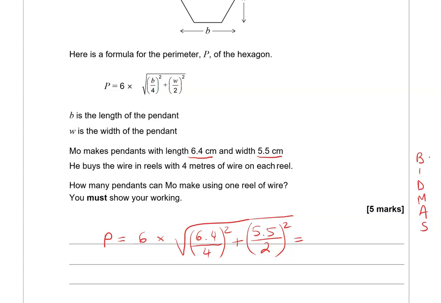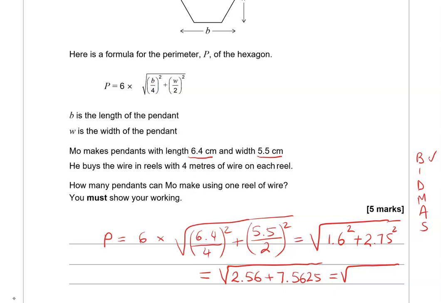So within the brackets, 6.4 divided by 4 gives us 1.6. So 1.6 squared plus 5.5 divided by 2 gives us 2.75 squared. So we've done the brackets. Now I is for indices. Do we have indices? Yes, that's the powers. So 1.6 squared is 2.56 plus 2.75 squared is 7.5625.